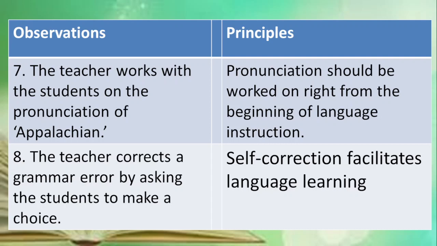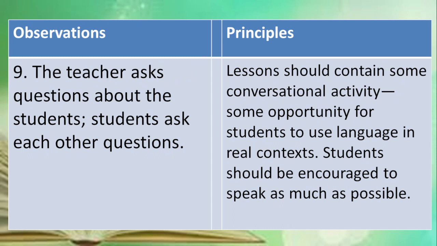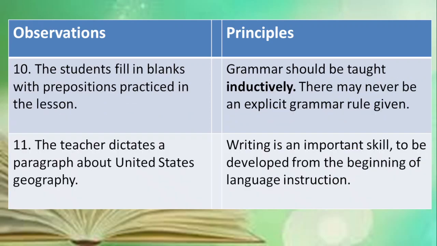8. The teacher corrects a grammar error by asking the students to make a choice. Self-correction facilitates language learning. 9. The teacher asks questions about the students. Students ask each other questions. Lessons should contain some conversational activity, some opportunity for students to use language in real contexts. Students should be encouraged to speak as much as possible. 10. The students fill in blanks with prepositions practiced in the lesson. Grammar should be taught inductively. There may never be an explicit grammar rule given. 11. The teacher dictates a paragraph about United States geography.